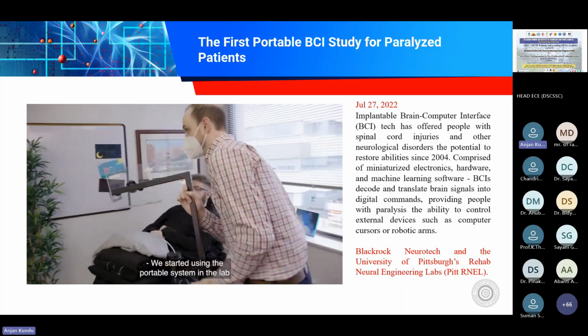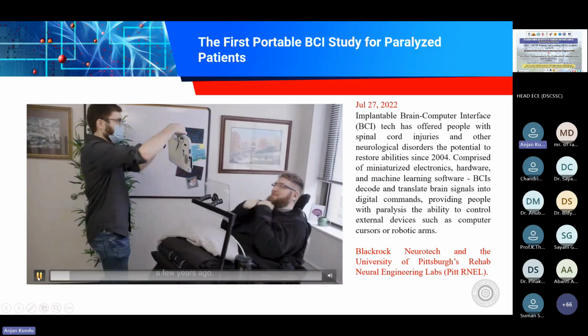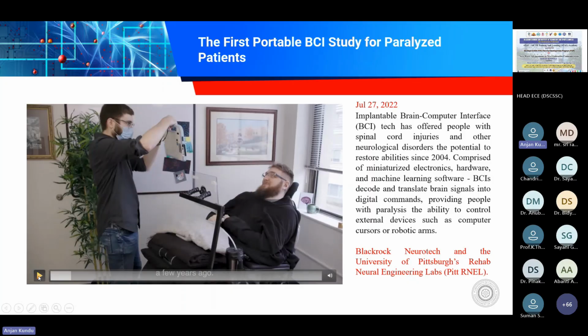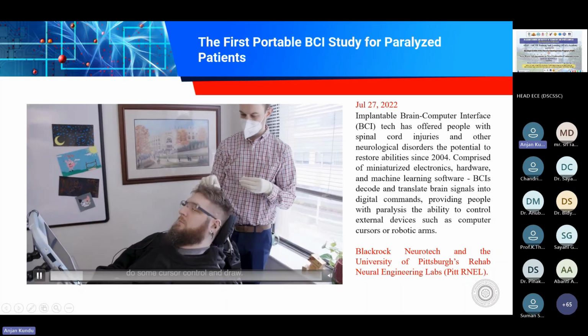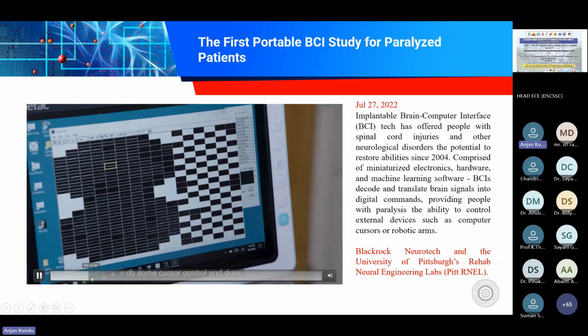We started using the portable system. In this person, a few years ago, he had an injury, so he can't move his hands. Suppose I want to draw a picture or type, I will think it. The signal will be collected by the implant from the cortex of our brain, and it will be fed to a digital processing unit, and automatically it will get typed. This is the basic concept of the video. At first, we just used it to do some cursor control and draw.